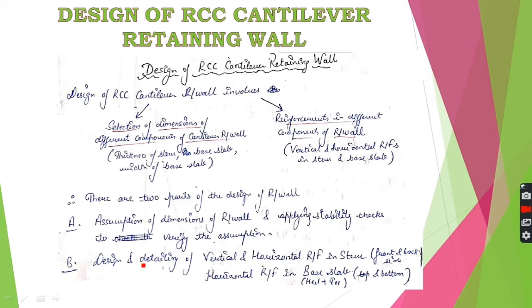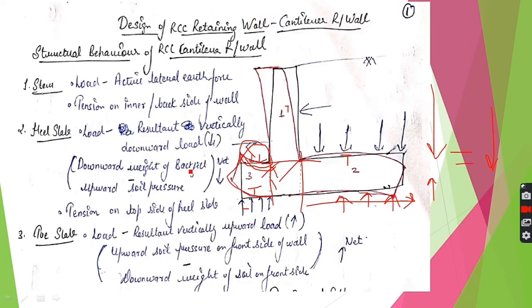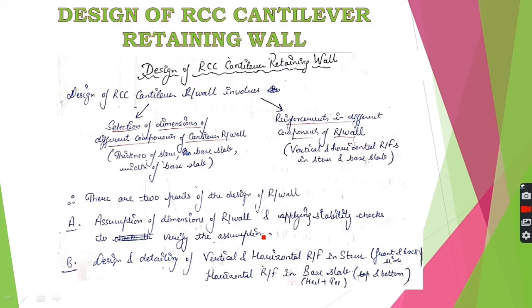So there are two basic parts. First is assumption of dimensions of the retaining wall. First we assume all these dimensions as I have shown you, and then after we have all these dimensions, we apply stability checks, which I have already explained to you in the previous lecture. After the stability checks are okay, then we provide reinforcement, that is we design the reinforcement and draw the detailing of all the different types of reinforcements in all the different components. We will do this in detail in the coming slides.